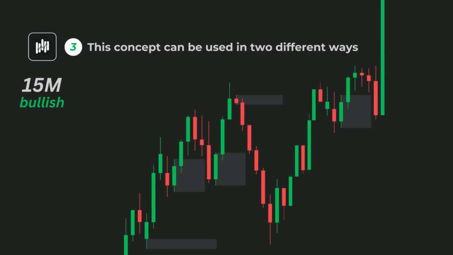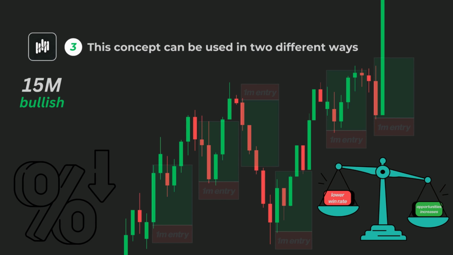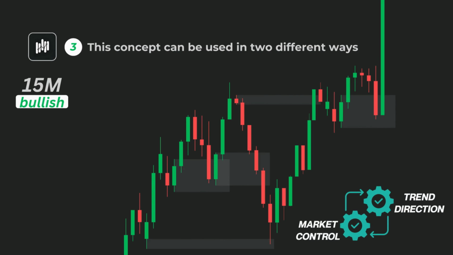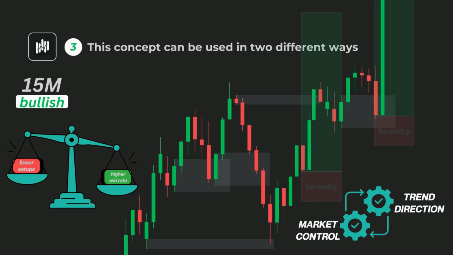Section 3. This concept can be used in two different ways. You can trade it as a standalone model, taking multiple entries with smaller targets. With this approach, the number of trading opportunities increases. However, this typically comes with a lower win rate. Or, you can combine market control with trend direction. When the controlling side aligns with the trend, you trade fewer setups, but your trades become swing trades, larger targets, higher probability, and a higher win rate.